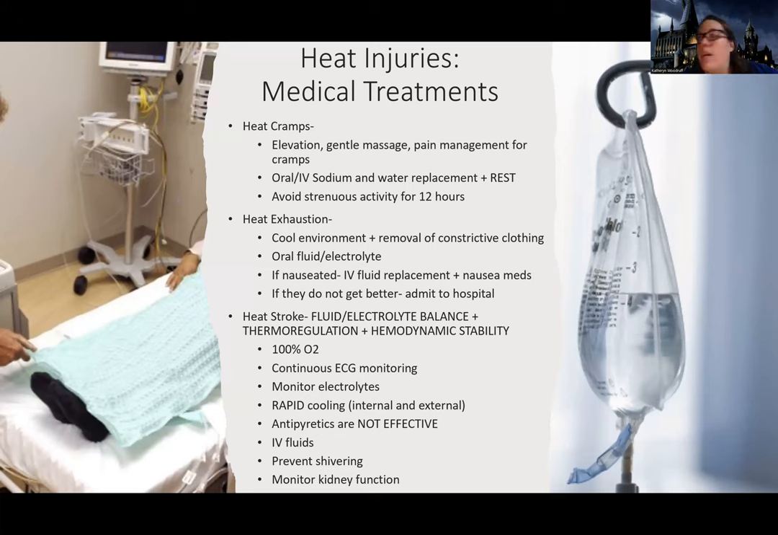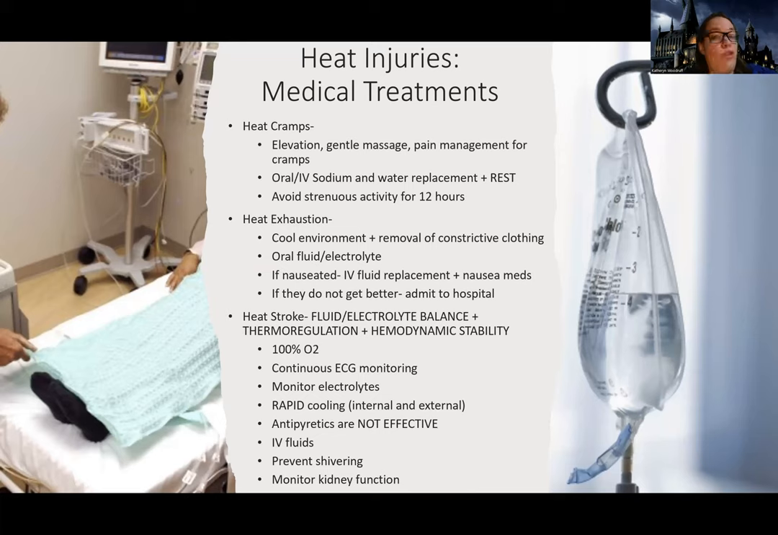Know that for heat stroke, antipyretics, Tylenol, acetaminophen, all of it, are not going to work. They're not effective because they only work if my brain has control or regulation. And remember, when we've gotten to heat stroke, it's not in control. It is no longer functioning.